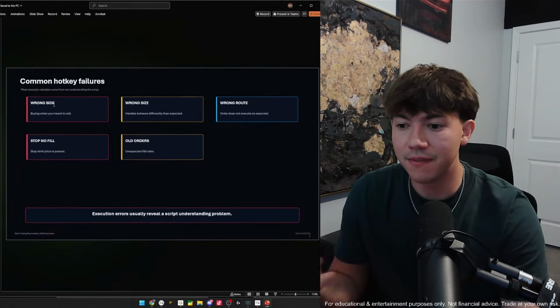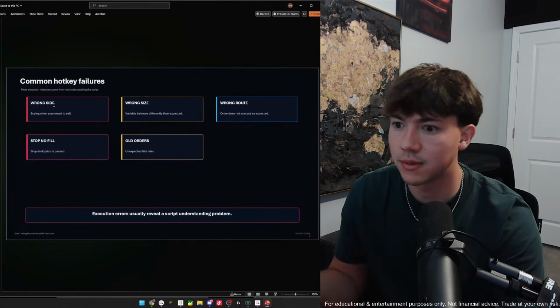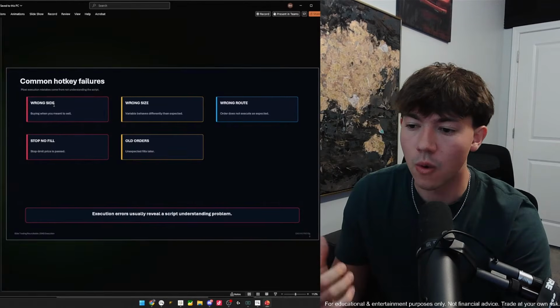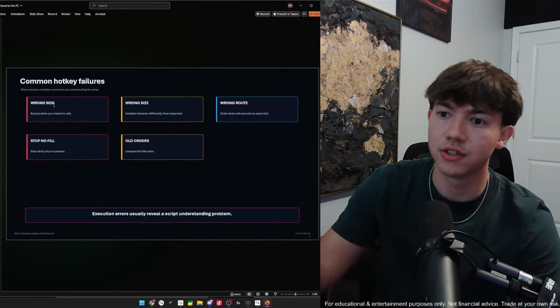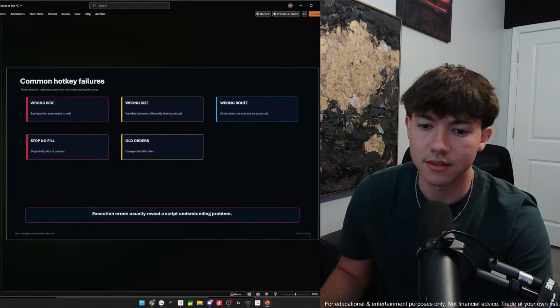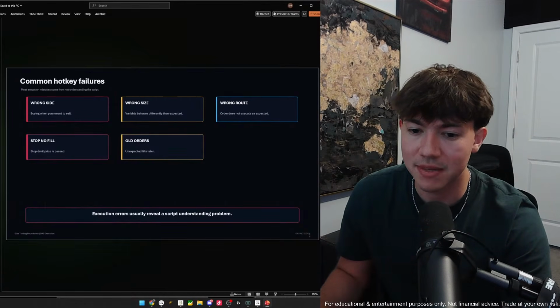Sometimes your stop doesn't get filled. Why is that the case? Was it the limit price? Was it too close? Was there not enough slippage? Or there's old orders like we talked about earlier where it's not letting you sell, it's rejecting because you already have an open order on the list. So it's very easy to make a mistake.